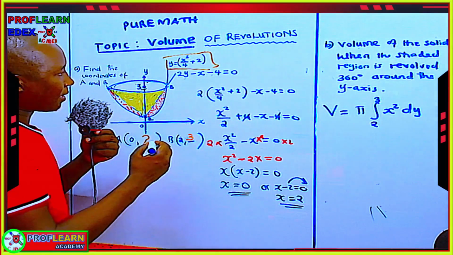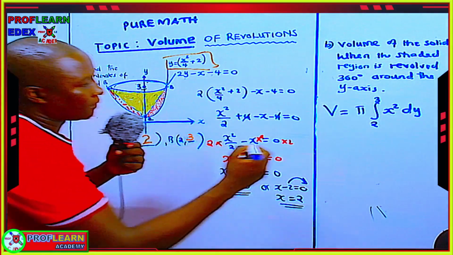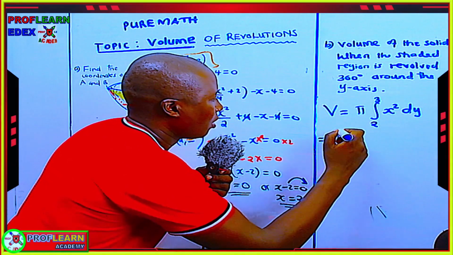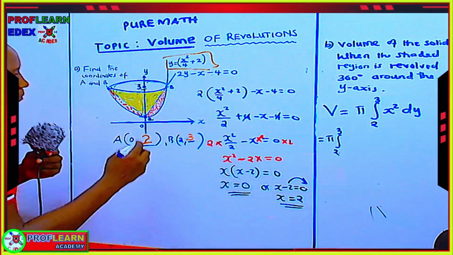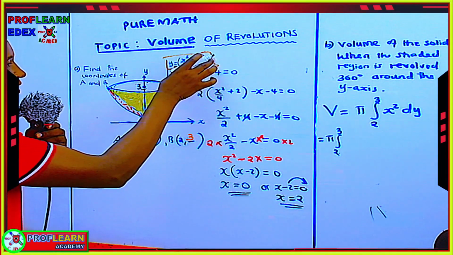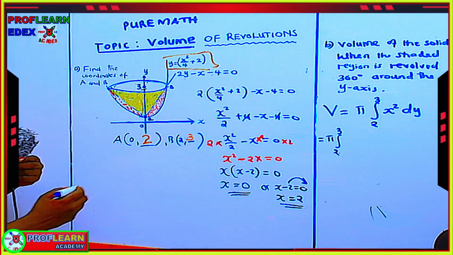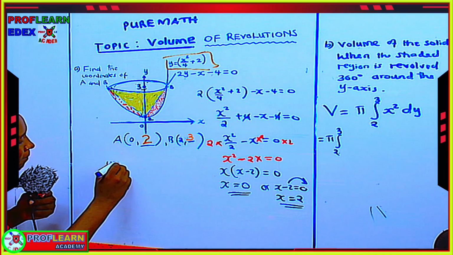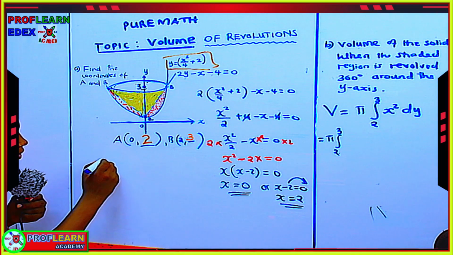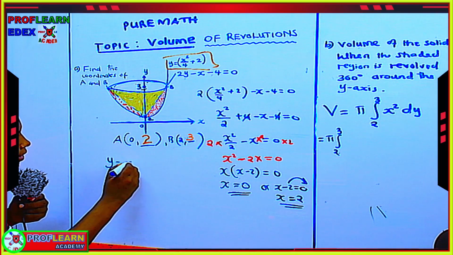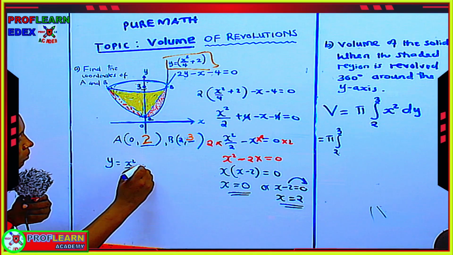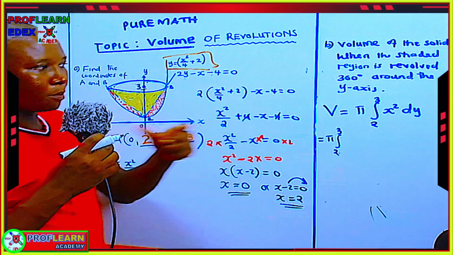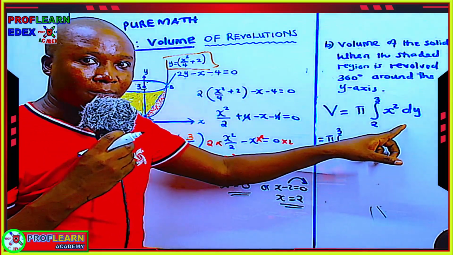Which means that for us to find this answer, we are going to start from pi, 2 all the way to 3. Now, this equation that we have is in terms of y, so we need to find it in terms of x. The equation is y is equal to x squared over 4 plus 2, so we have to make x the subject of the formula so that we can substitute it here.